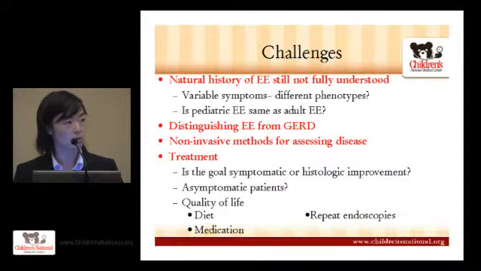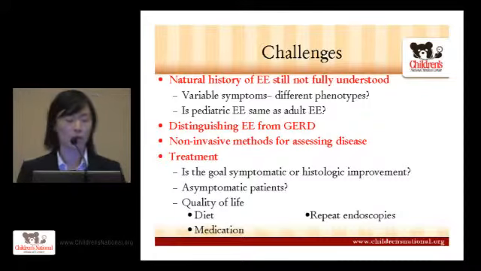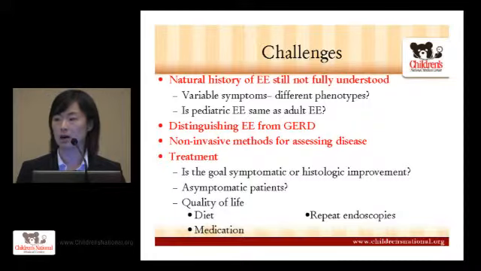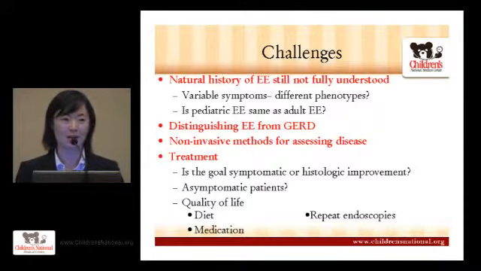Is the goal symptomatic or histologic improvement? What do you do with the asymptomatic patients? I know a lot of adult docs typically don't re-endoscope. If the adult gets better, they just follow them clinically. We tend to re-endoscope and get histologic biopsies in the children.